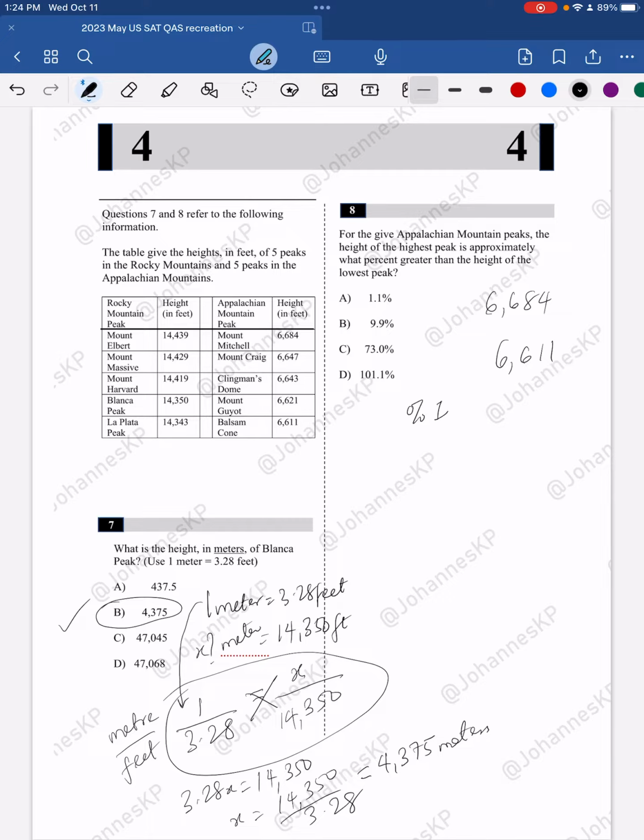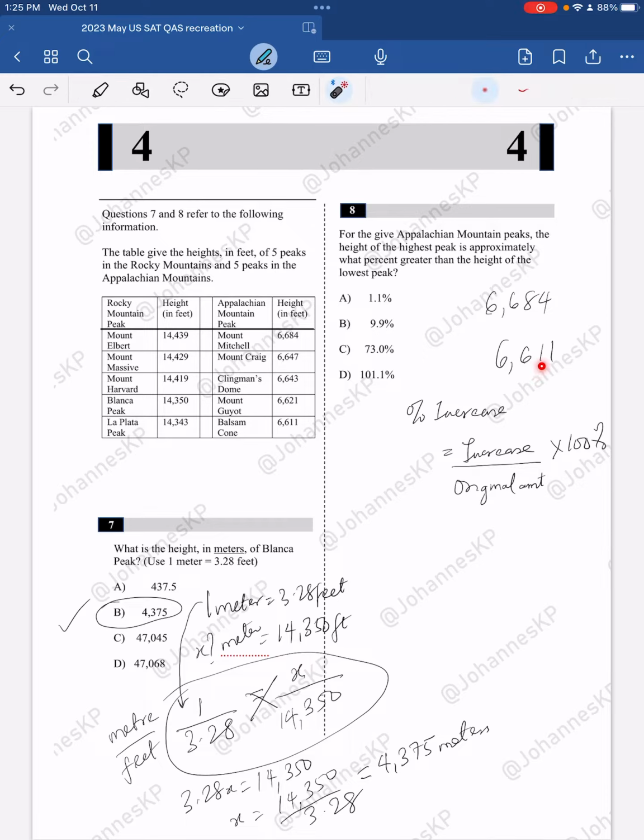Percentage increase is increase divided by original amount times 100%. Now, what is the increase? Increase is the height of the highest peak minus the height of the lowest peak. So by how much is the increase? That's what the increase is.